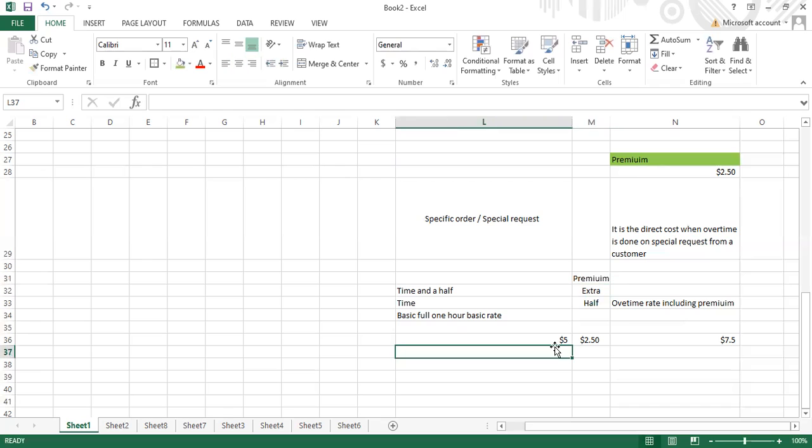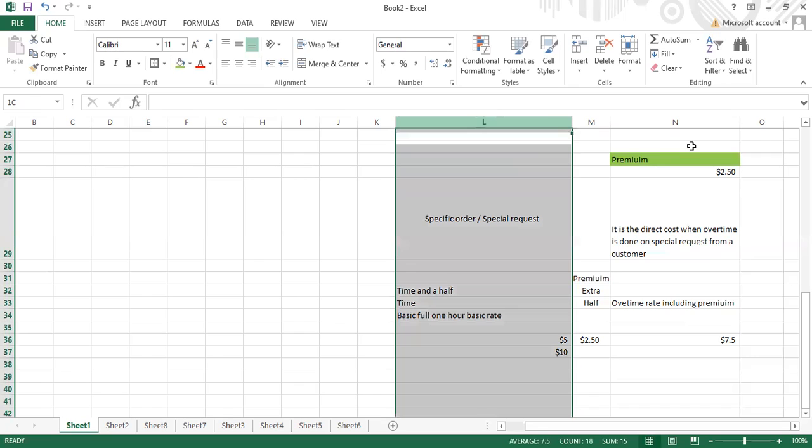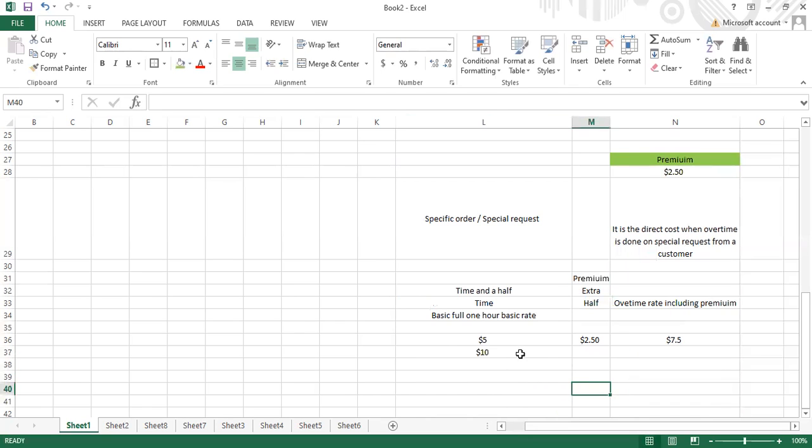And try to understand, if the basic rate is $10, then half of 10 would be what? $5, right? So when you add it, it would be 15, the complete overtime rate including premium. If it is 2, half of 2 would be 1, so it means 3 you are going to pay in full. Do you understand my point?